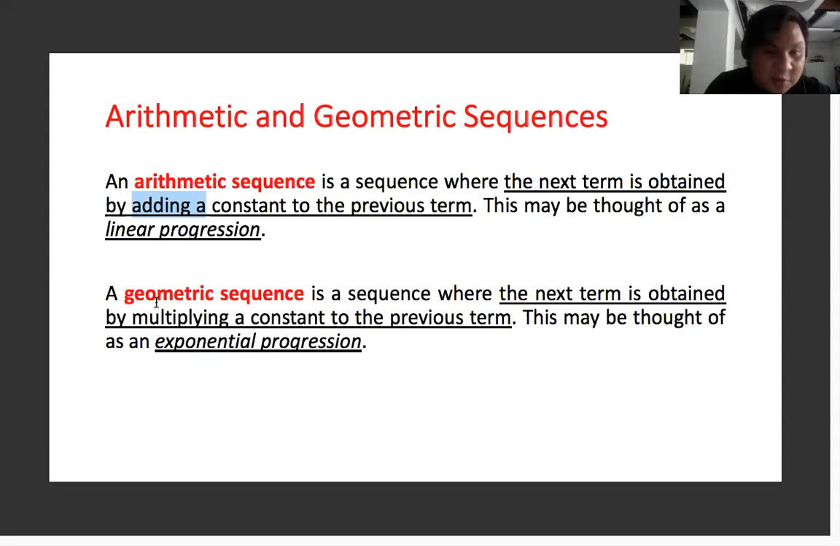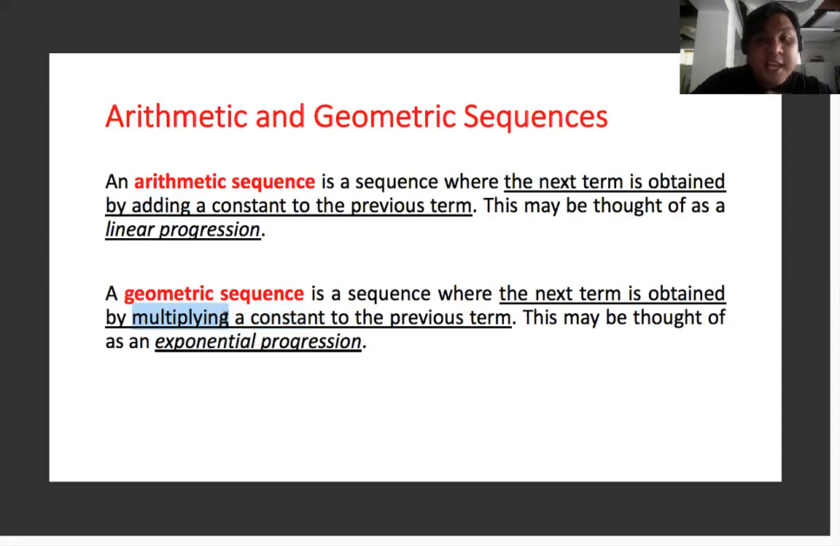A geometric sequence, on the other hand, is a sequence where the next term is obtained by multiplying a constant. Okay, so for arithmetic sequences, you only need to add a constant. Now remember, the constant can be a positive or a negative number. Okay, for a geometric sequence, we multiply a constant. Now, take note, as I've noticed in previous works, sometimes you think of exponential functions as like division. That is true. However, take note that the controlling operation that we need is multiplication.